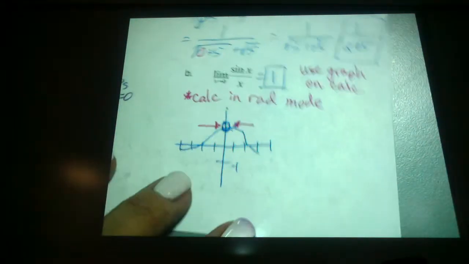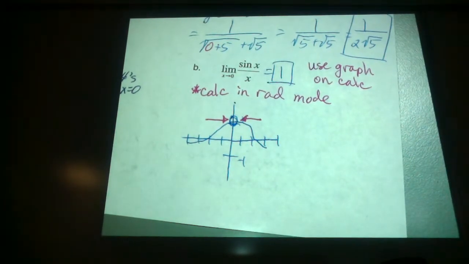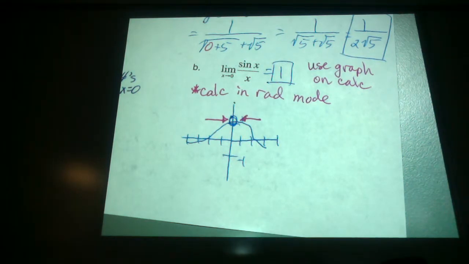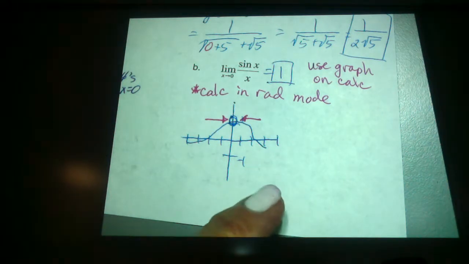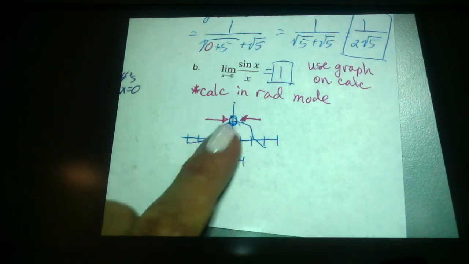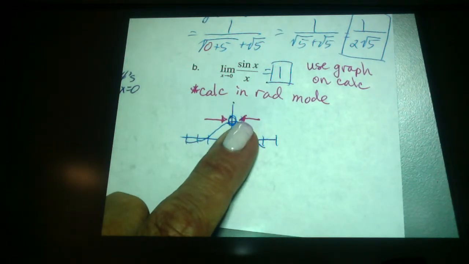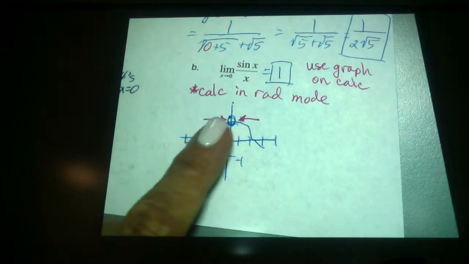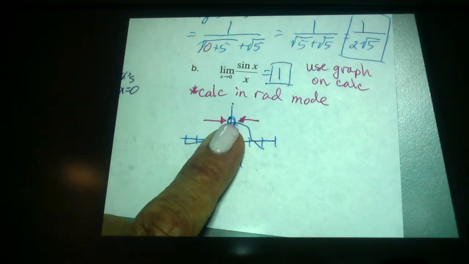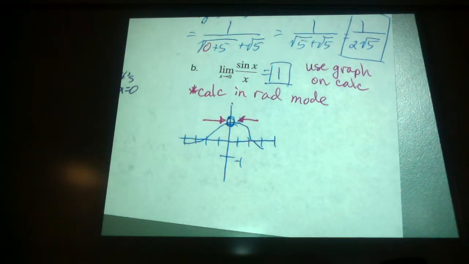Same thing over here. If I put this in my graph or my calculator, it has to be in rad mode. And then that's what your calculator is going to show. As the graph approaches from the right, it's going to hit 1. As the graph approaches from the left, the y value is also 1. So you could approximate using your graph as well, and we've talked about that too. Questions on that front page? Okay, so then look at the back.